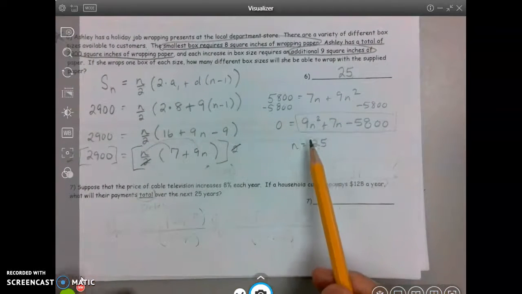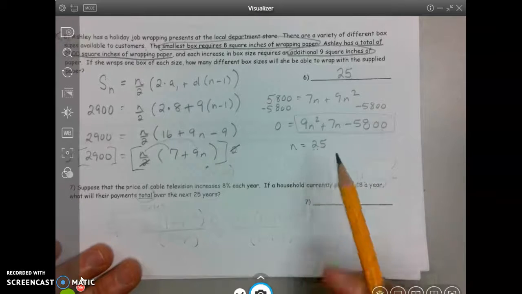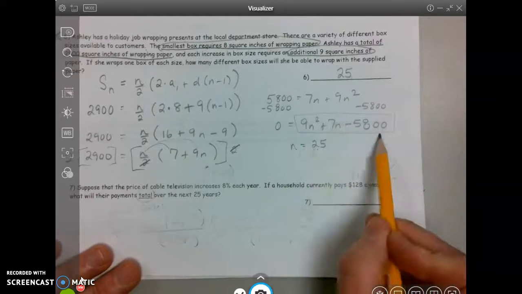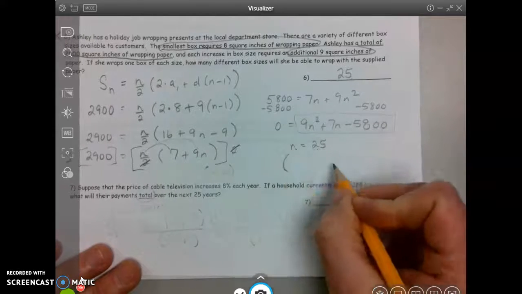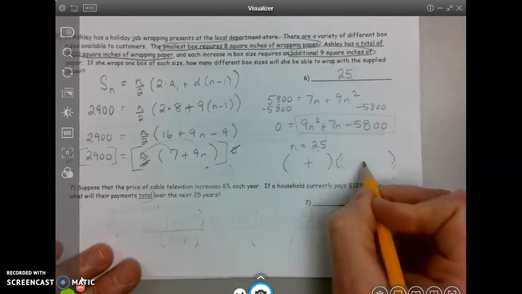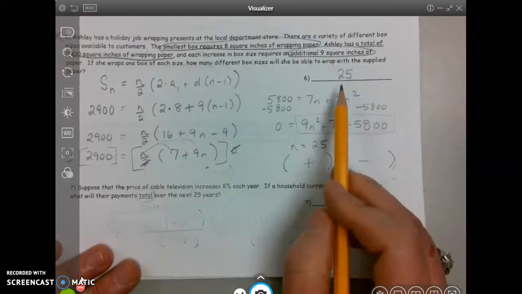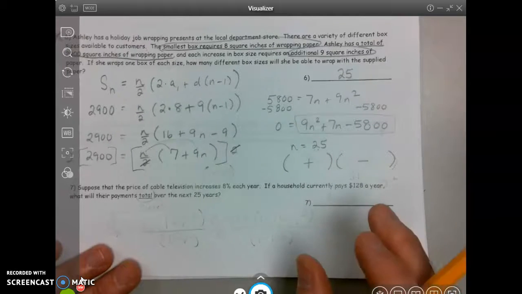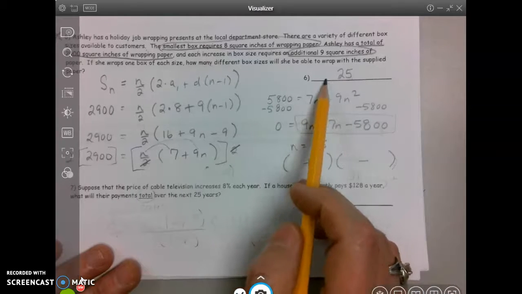So, wanted to finish up this number 6. When we ended, we had found the positive 0 of 25, and we were looking to verify that the other 0 was indeed negative. But I realized we know that the other 0 is negative because of this product of negative 5,800. That means that my factors for this quadratic, one would have to be positive and one would have to be negative in order to get a product that's negative. So this positive 0 of 25 is indeed the only positive 0. So that's how many gift boxes she would be wrapping.